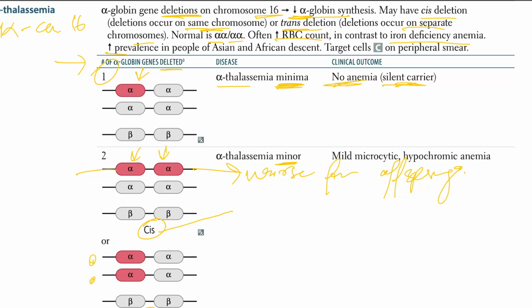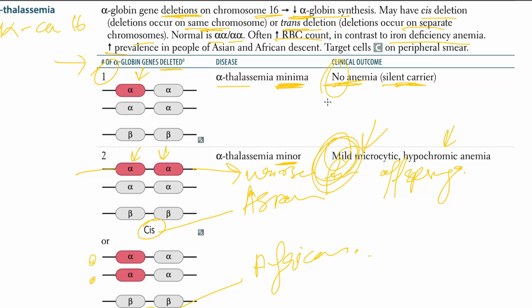But again, this is seen more commonly in Asians. The trans is seen in Africans. Okay. What is the clinical outcome? You will have a mild microcytic hypochromic anemia, but it's only mild. See, no anemia, then mild anemia. You knocked out 1 alpha, you knocked out 2 alpha. Now you have mild anemia.